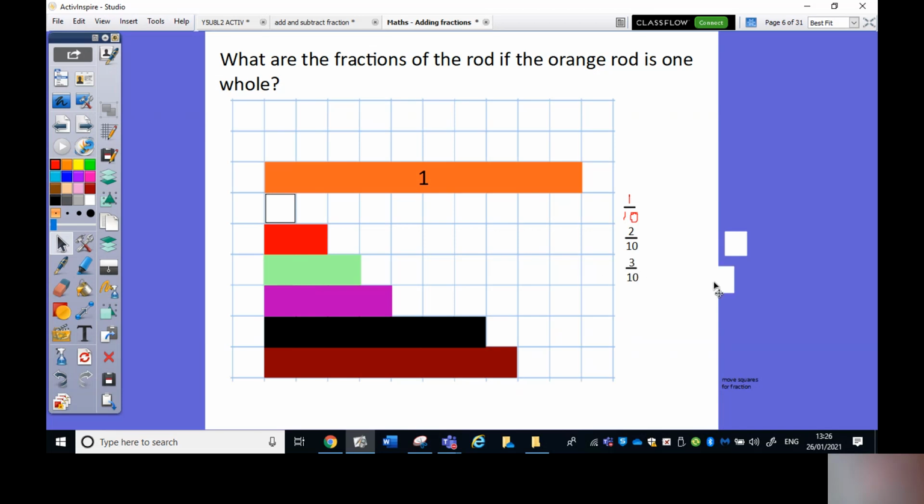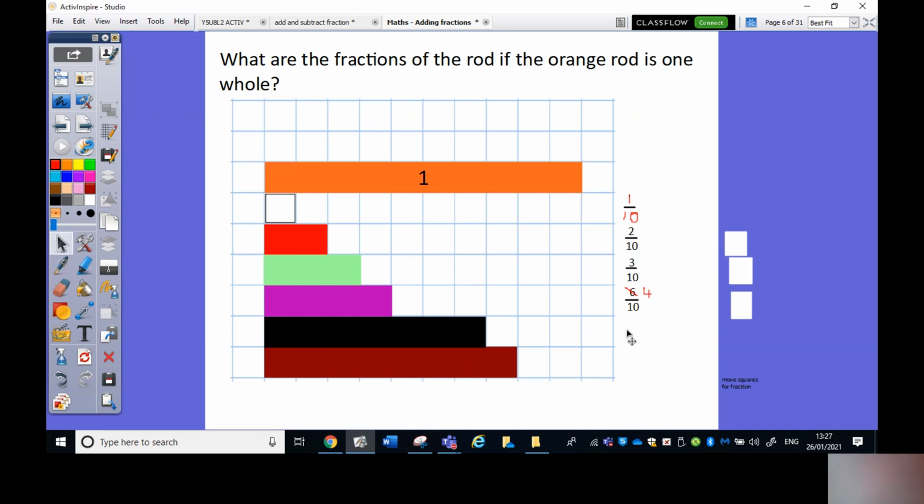What about the green rod? Yeah, there are 3 squares. That would be 3/10. What about this purple rod? Oh, it says 6/10. But I agree, I think it is 4/10 too. What mistake has this person made? Yeah, they've counted the remaining squares, haven't they? So that's actually, oh, sorry, that's actually 4/10. Well done.